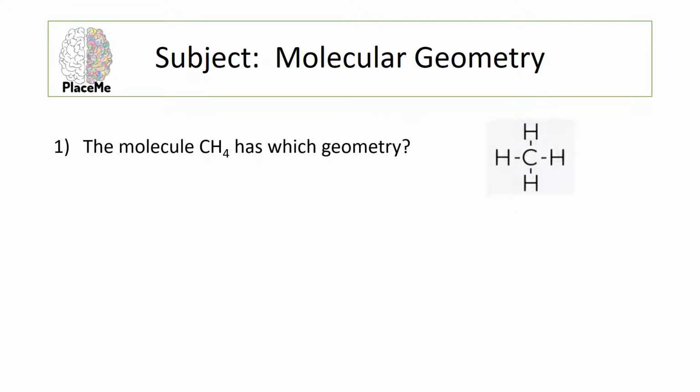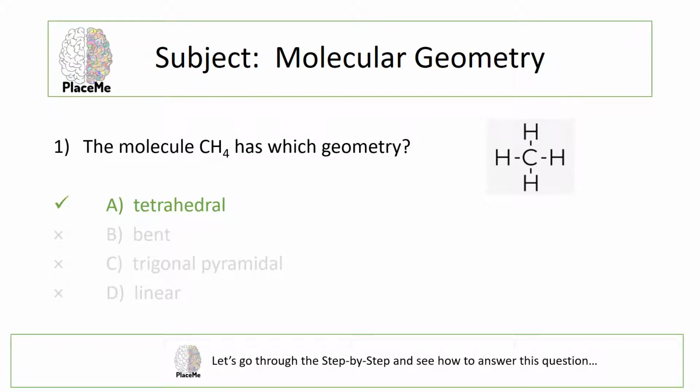The correct answer to this question was tetrahedral. So it was not bent, it was not trigonal pyramidal, and it was not linear. So let's go through our step-by-step and see how to answer this question. There are 3 steps involved in this, and at the end of this we should be able to determine why this is tetrahedral instead of our other 3 choices.